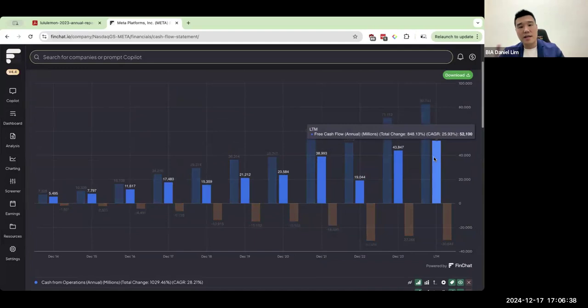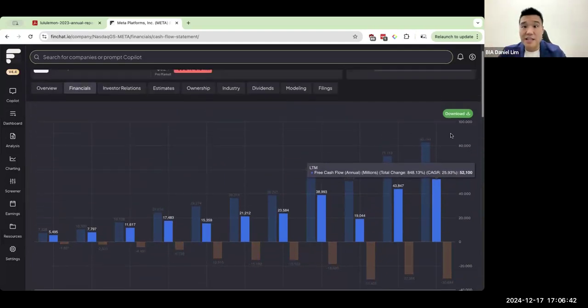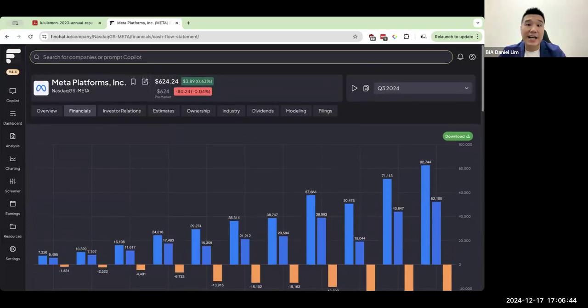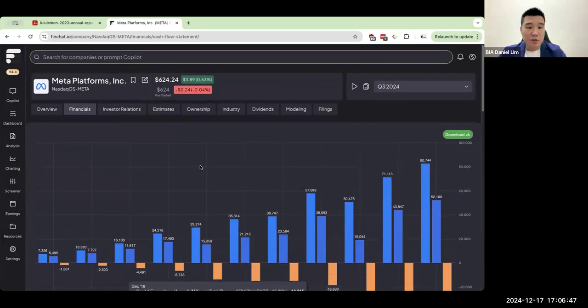So all three, income statement, balance sheet, free cash flow, no issue in terms of the financial performance of Meta. All right. So this is everything you guys need to know, on practicing how to use this platform here to assess the financials of the company. So we look forward to seeing you guys in the next video.